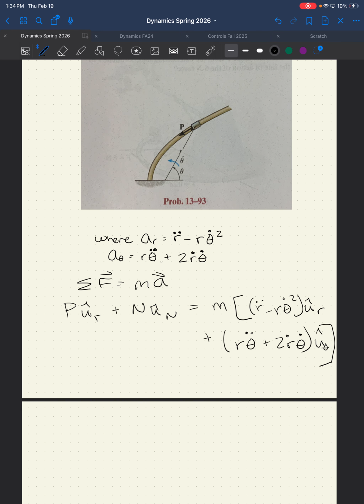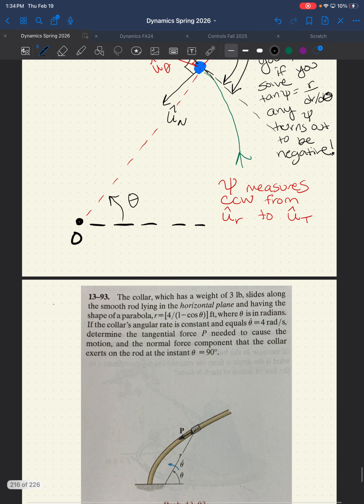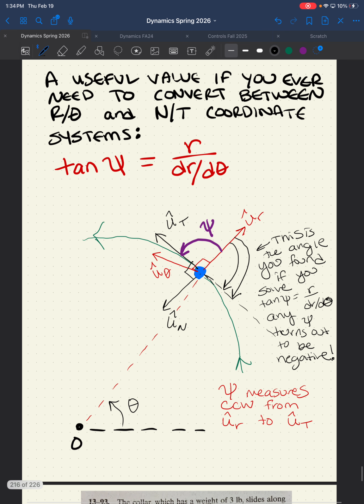Do I know what r is? Yeah. I'm given that r is equal to 4 over 1 minus cosine theta. And I'm asked specifically at the moment where theta equals 90 degrees. Can I find dr d theta? Yep. I have an expression for r in terms of theta. I can take the derivative.